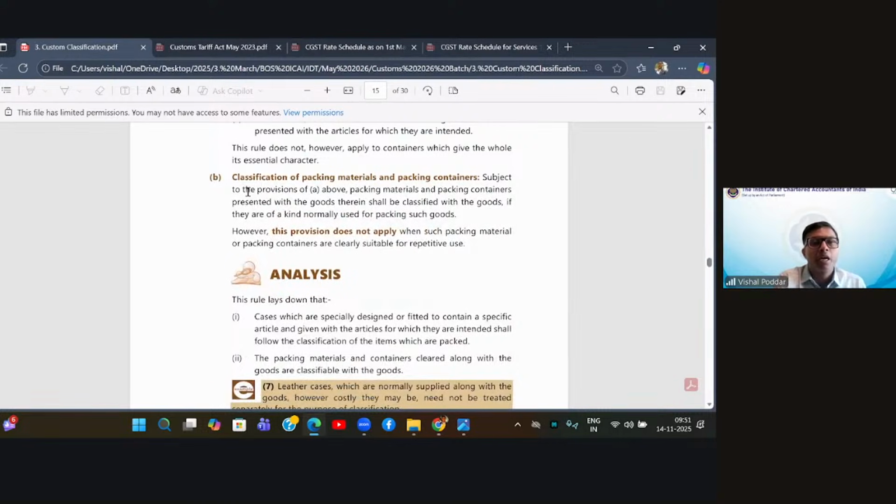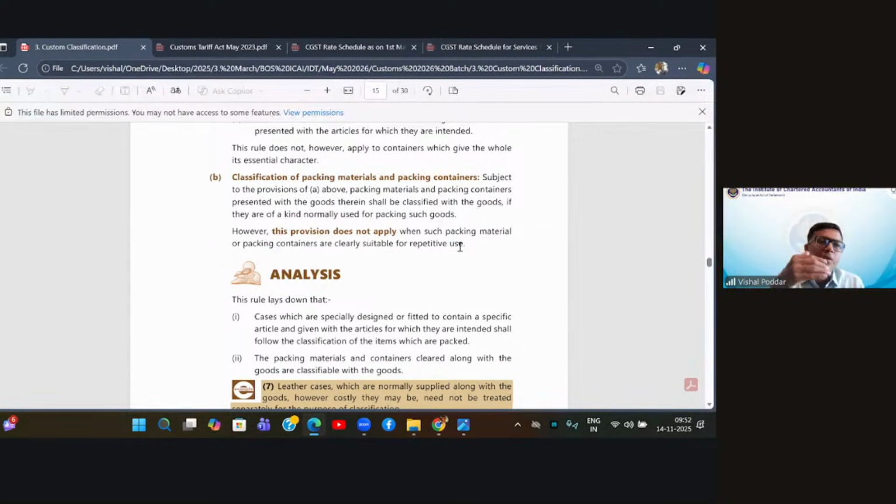Next, the second rule in this is subject to the above rule. Other packing materials presented with the goods therein shall be classified with the goods if they are of a kind normally used for packing such goods. However, this provision does not apply when such packing materials are clearly suitable for repetitive use. Now, the second rule says there could be certain packing material which is of repetitive use.